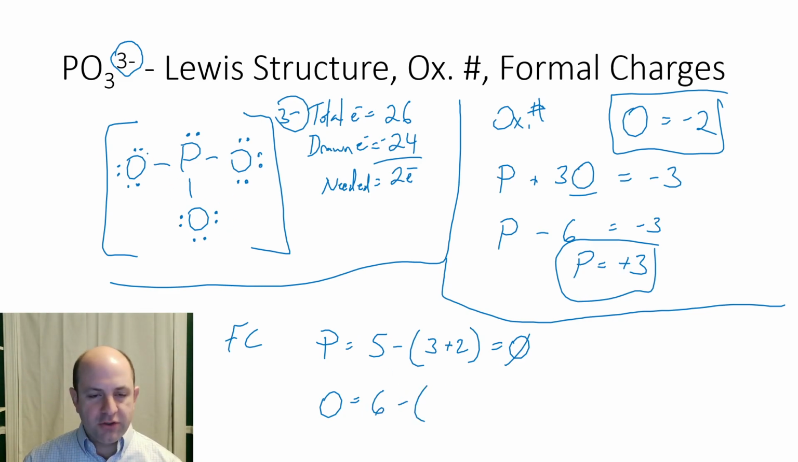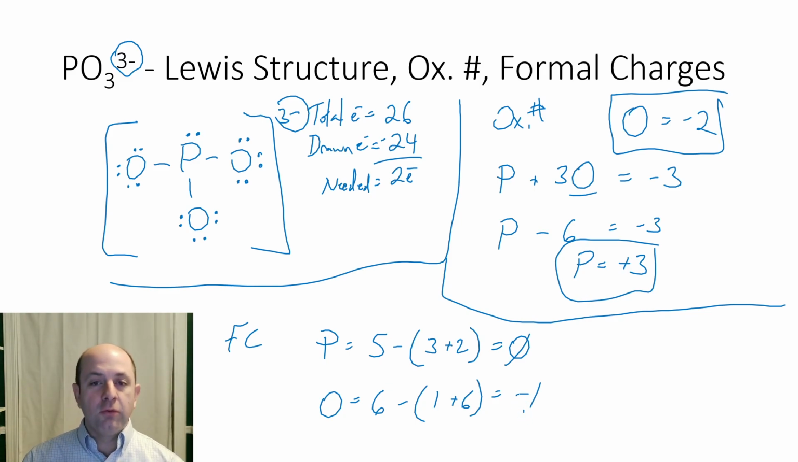That's good. For the oxygens, they are under column 6A, so they're supposed to start with 6. They're all equivalent. We're going to pick one of them. So this one on the bottom, say it has 1 bond, and it has 6 dots. So that's 6 minus 7. That equals -1, and that's okay. Oxygen's the more electronegative atom, so it should have the negative charge if there is one.